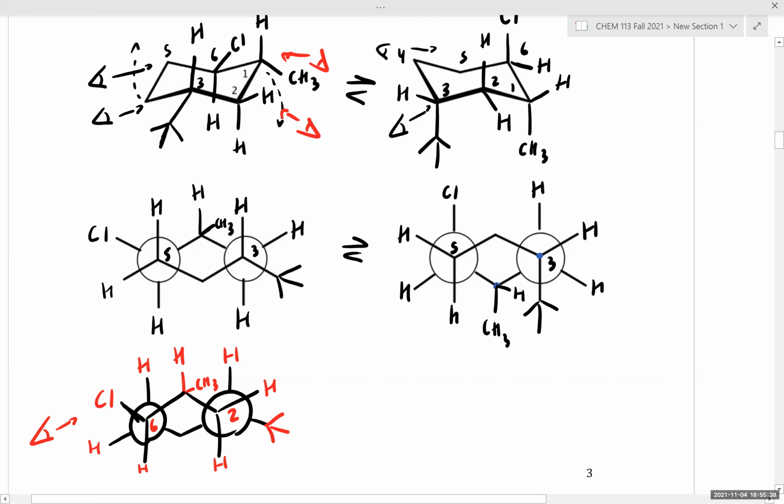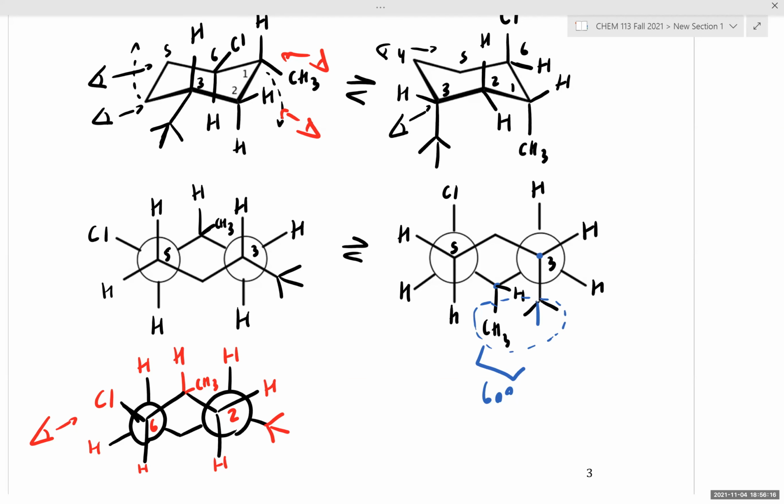So if we just pretended this wasn't part of a ring and we just looked at what was going on between this tert-butyl group and this axial substituent, if we think about the dihedral angle between these substituents, it's 60 degrees, right? That's correct. This diaxial interaction is really just another form of gauche interaction.